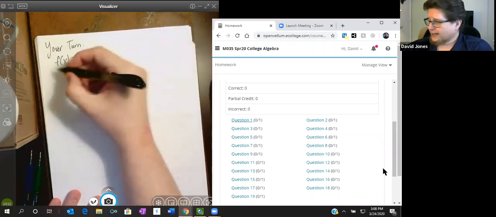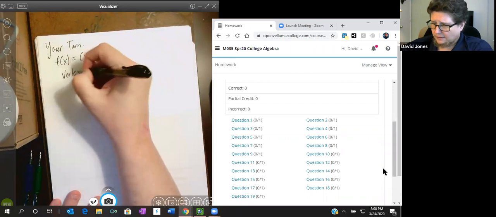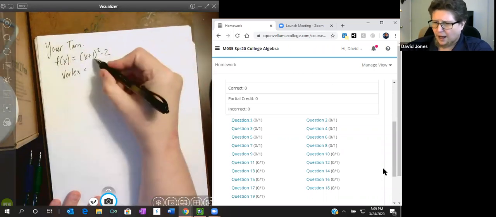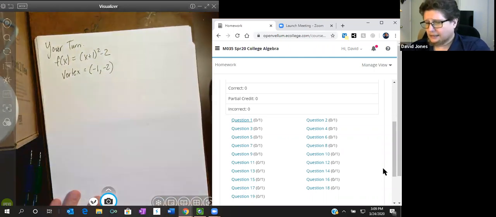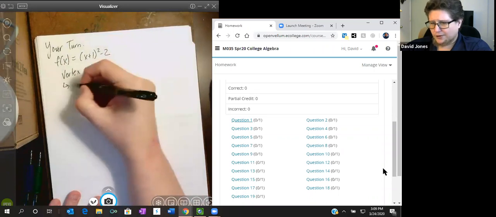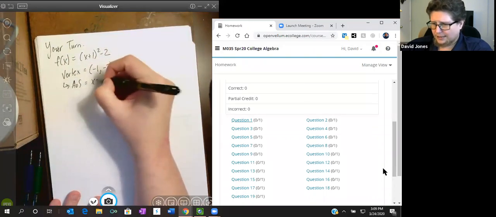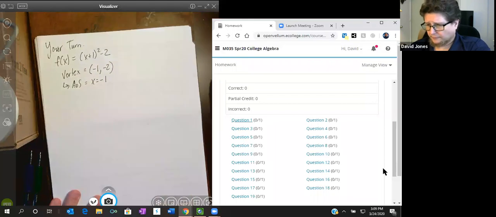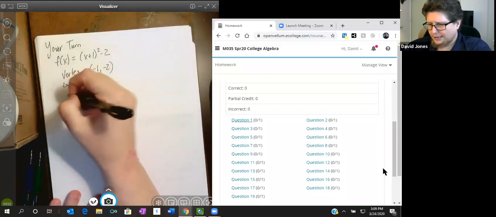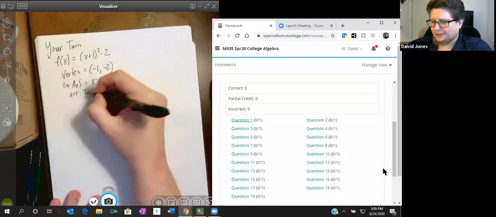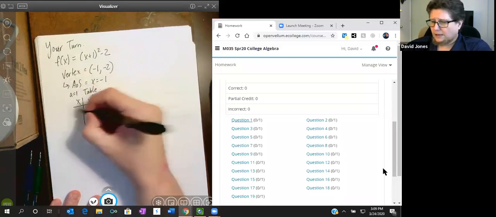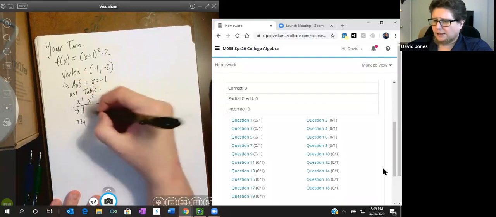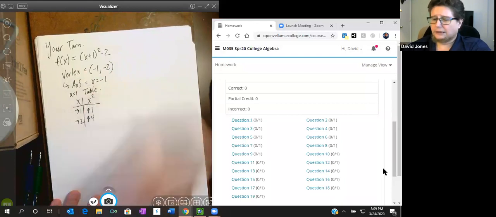I have a vertex. Opposite sign of that one is -1. Same sign is -2. Which means my axis of symmetry is x equals -1. And here, a equals 1. So the table is easy. Right 1, right 2, up 1, up 4.